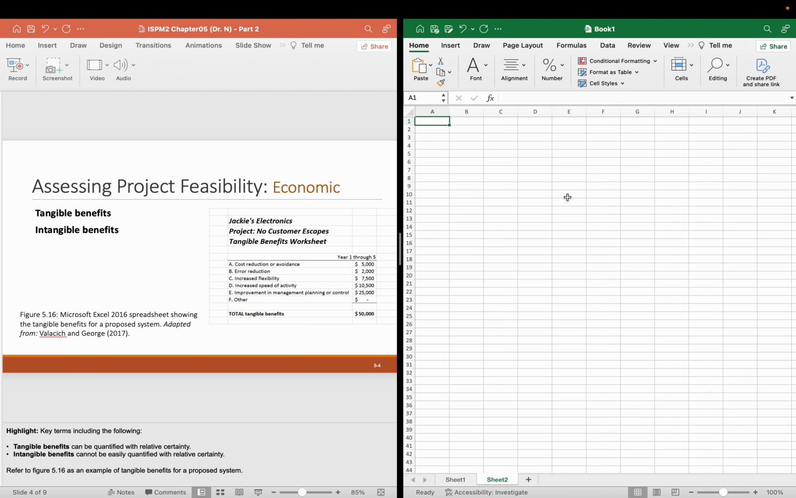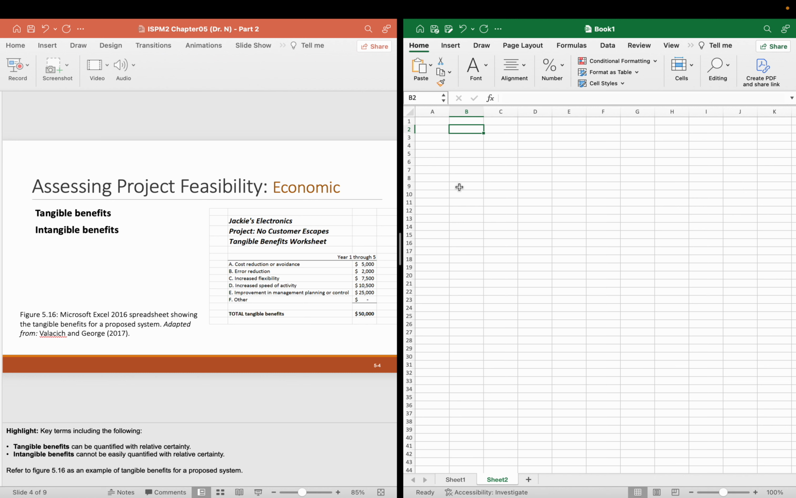On the right hand side, I'm going to show you how you can use Excel to develop the cost benefit analysis. So the first thing that we have here in the problem is the tangible benefits and intangible benefits. So these are recurring benefits, and as you can see from year 1 to year 5, we can get these benefits A to F, and the total tangible benefits would be $50,000 in each year.